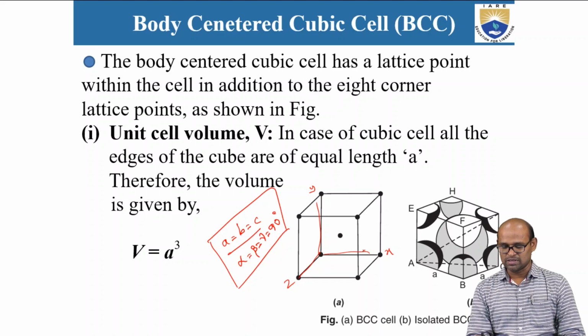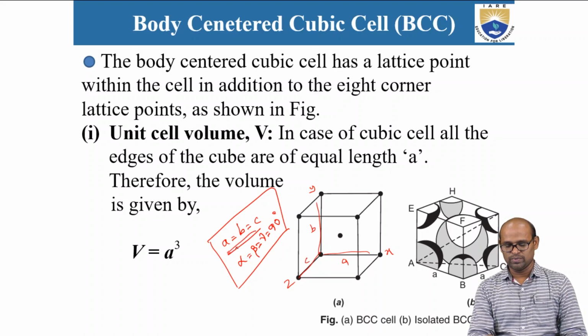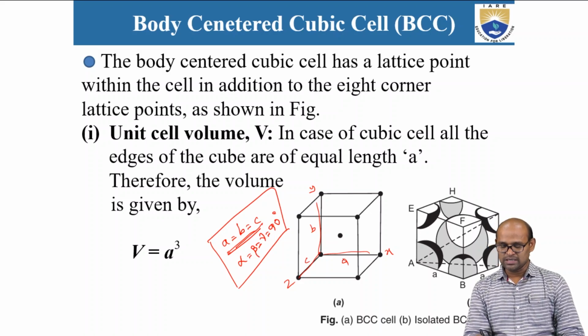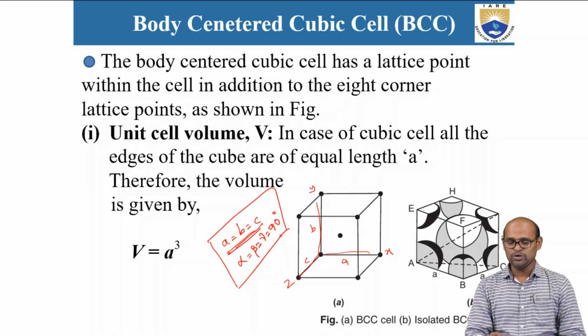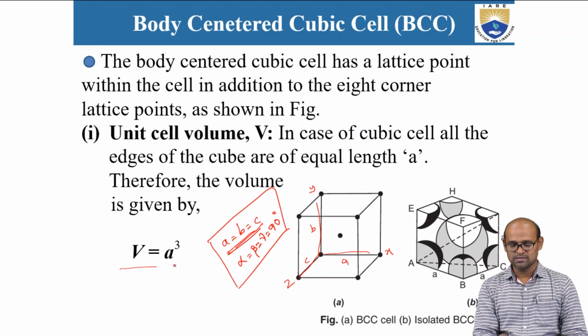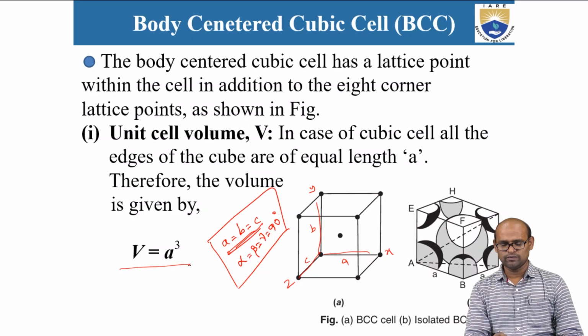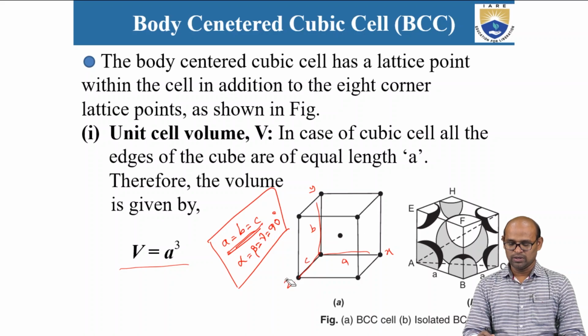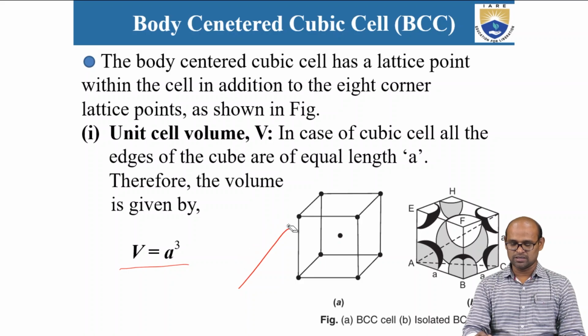All the axial lengths must be the same. So a is along the x-axis, b is along the y-axis, and c is along the z-axis. So a equals b equals c, and alpha equals beta equals gamma equals 90 degrees. Because a equals b equals c, the volume of this body-centered cubic unit cell is a cubed. We also found in the earlier presentation that the volume of the simple cubic unit cell is also a cubed. Similarly, the volume of the body-centered cubic unit cell is also a cubed. So this is the first parameter we looked at for the body-centered cubic unit cell.